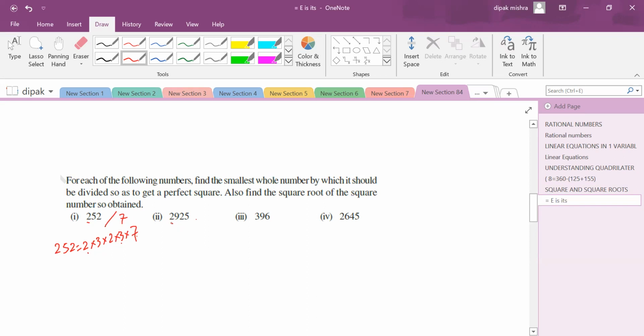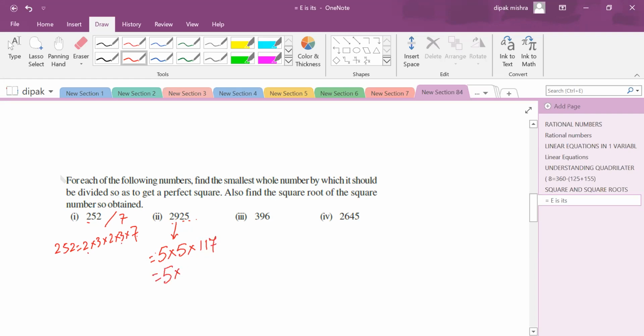Okay, so if you prime factorize this, how much does it come out to be? Now the last two digits are 25, so it will definitely be divisible by 5. So 5 into 5 into 1, and 7.